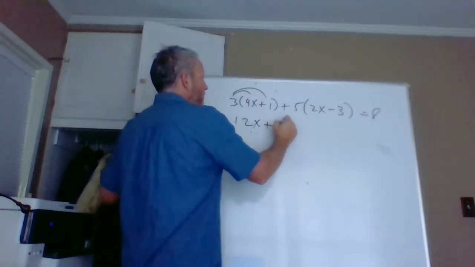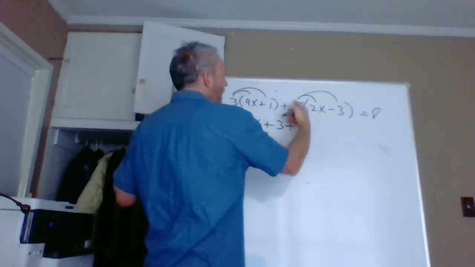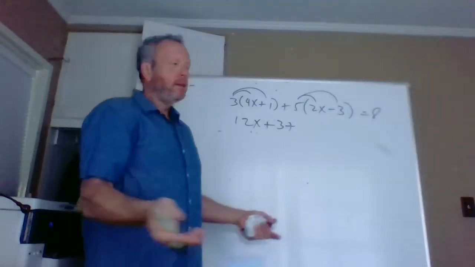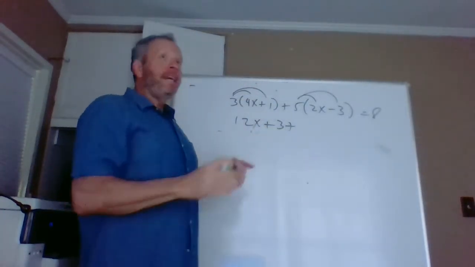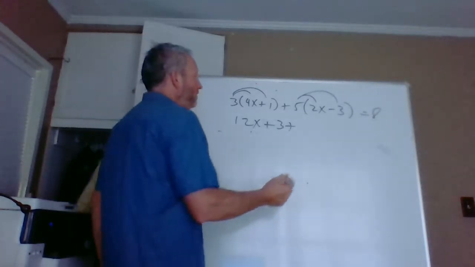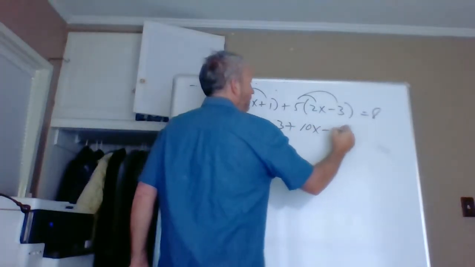So 12x plus 3 plus here. Hey, these wavy lines, they don't really mean anything. To me, they're just a way of visually calling attention to the distributive rule. You certainly don't have to put those wavy lines in there. 10x minus 15 equals 8.